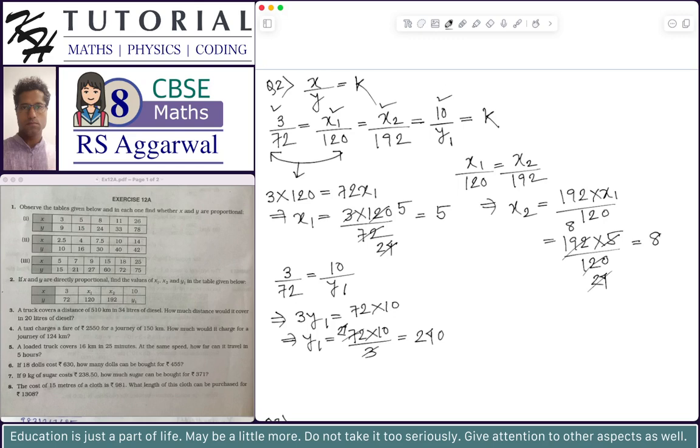So finally the unknown values are x1 is equal to 5, x2 is equal to 8, and y1 is equal to 240. These are the values of the unknown.